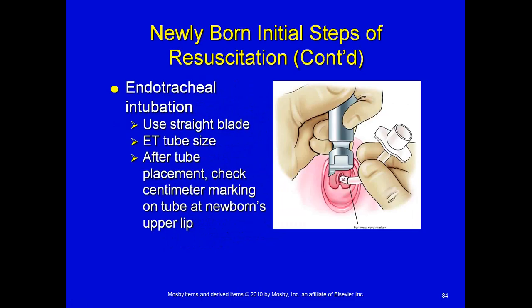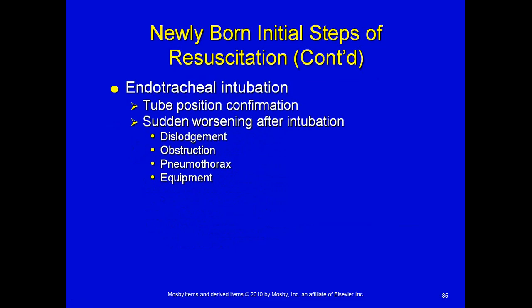Once you get the patient intubated, some of the tubes have a little black mark around the bottom of the tube, and that's a vocal cord marker. That needs to pass beyond the vocal cords. And then you want to make sure that you make note of the centimeter marking on the tube at the newborn's upper lip, because it's really easy, even with tube holders, for these tubes to migrate deeper and end up in the right main stem, or to migrate their way out.